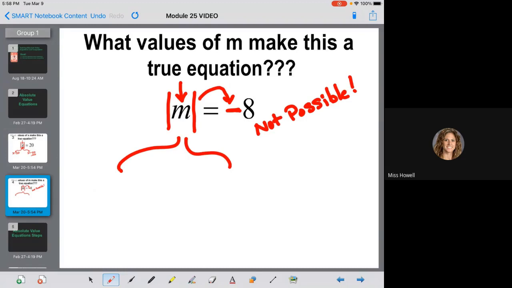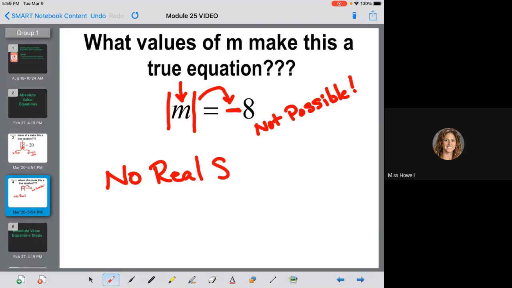So instead of taking this one and breaking it apart, we would say, oh, I can't break this one apart. I can't write two possibilities. I can't do this portion. And all I can do in this case is say that there are no real solutions. It's our special case when we have absolute value bars.